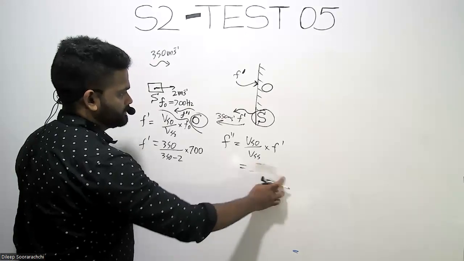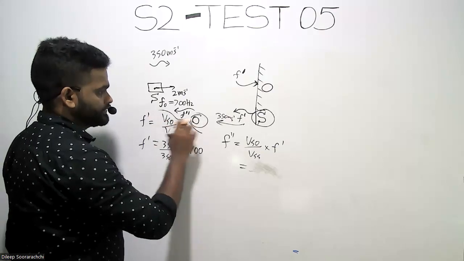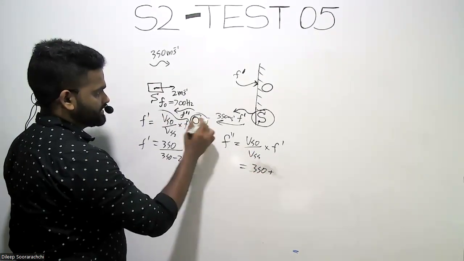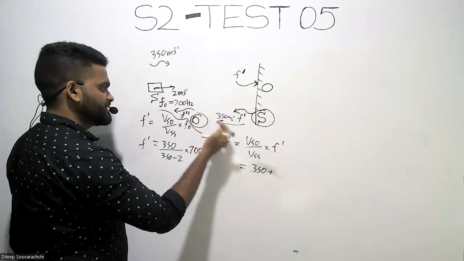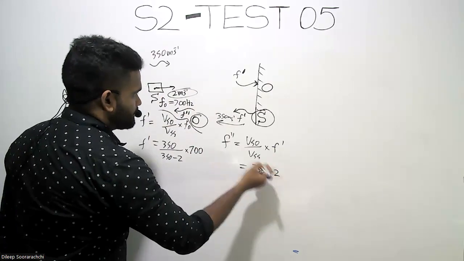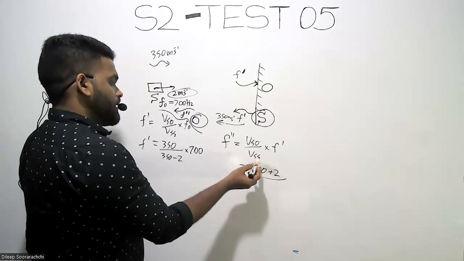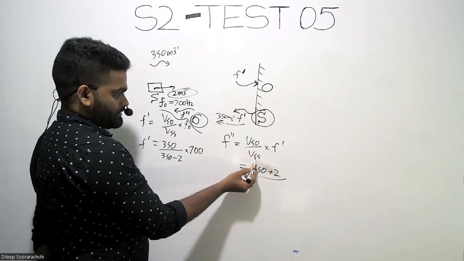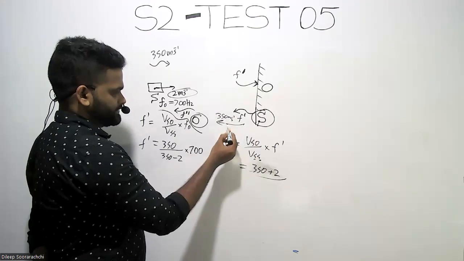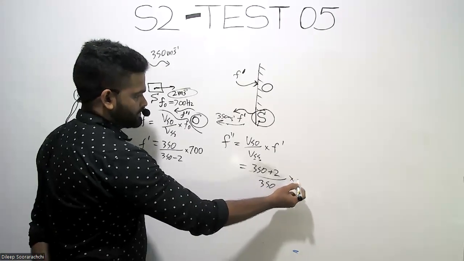Sound velocity relative to the observer. Observer is moving to this side, so it's going to be 2 meters per second. Then the sound is coming to this side, opposite directions. 350 plus 2 divided by VSS, sound velocity relative to source. Source is at rest. Sound velocity is just going to be 350 times f dash.